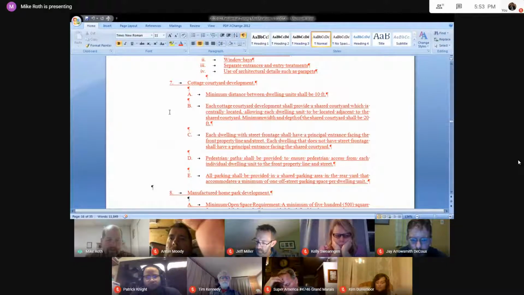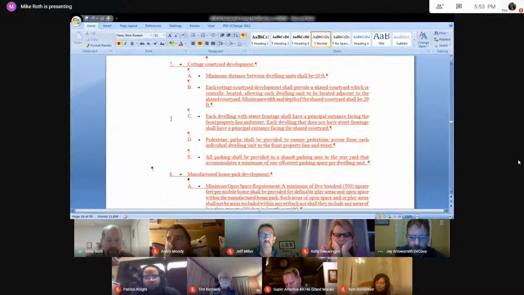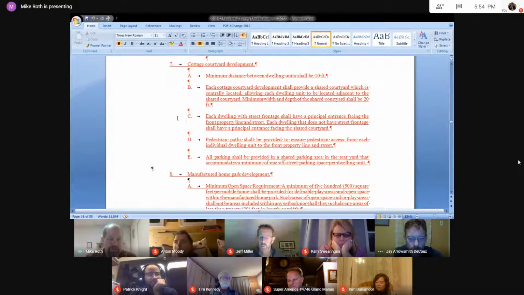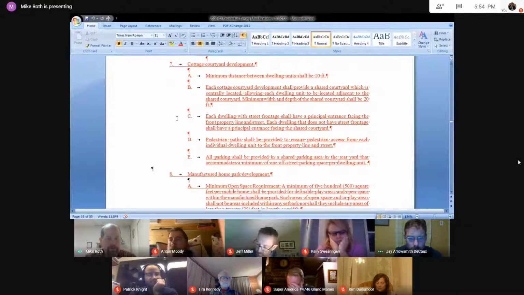So that's not very big, but it's big enough to be just kind of a shared entryway for people. Each dwelling with street frontage shall have a principal entrance facing the front property line and street. And then each dwelling that does not have street frontage shall have a principal entrance facing the shared courtyard. And again, this is to try and keep as much oriented towards the street as possible so that there is some kind of human scale and it fits in with the surrounding neighborhoods.